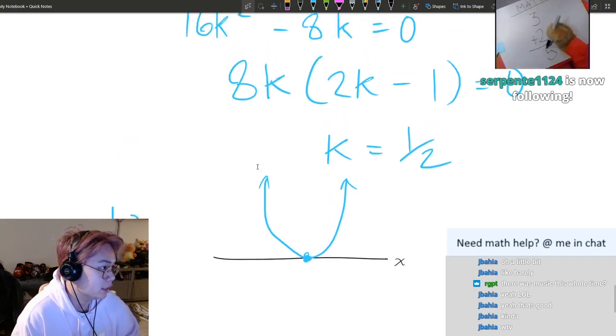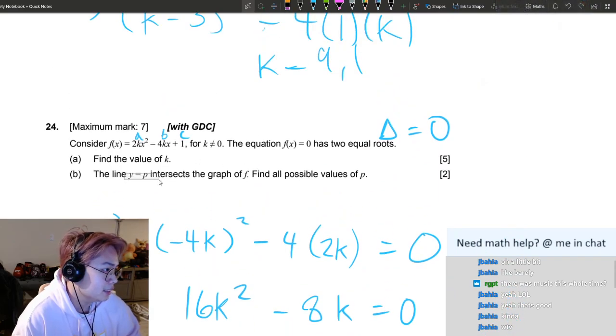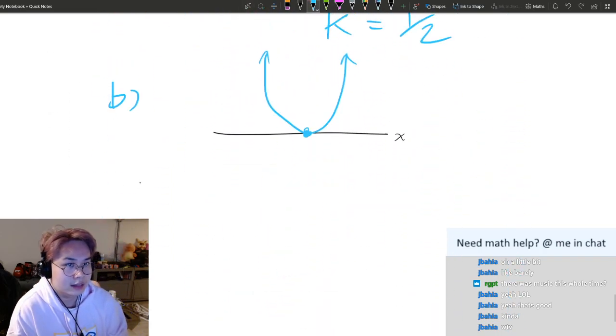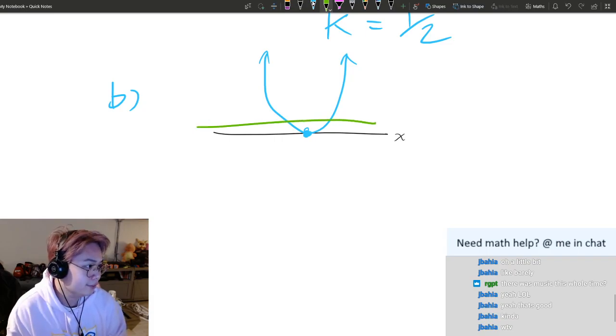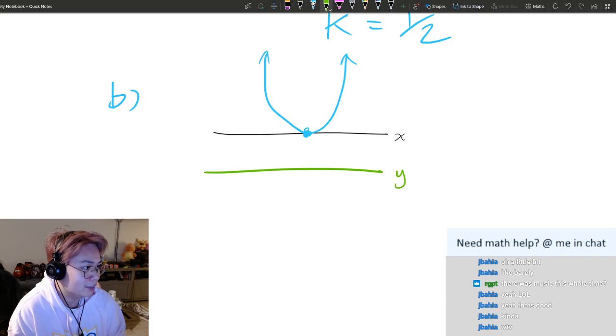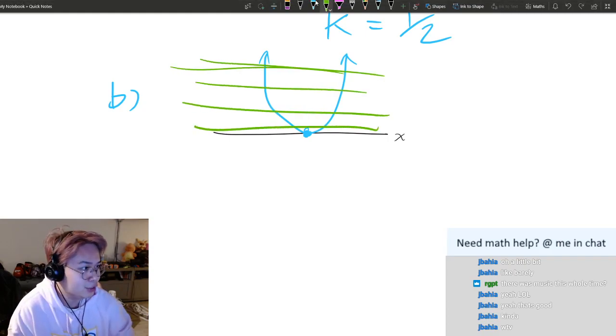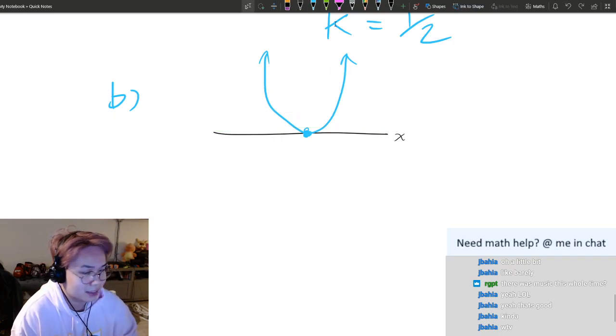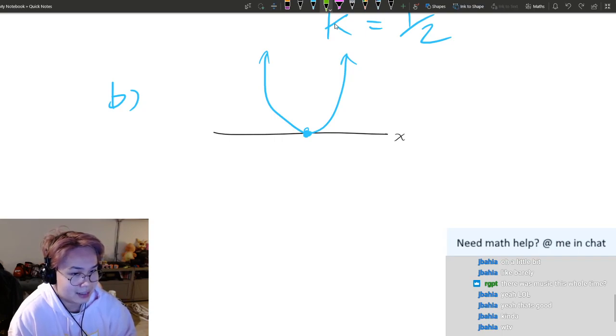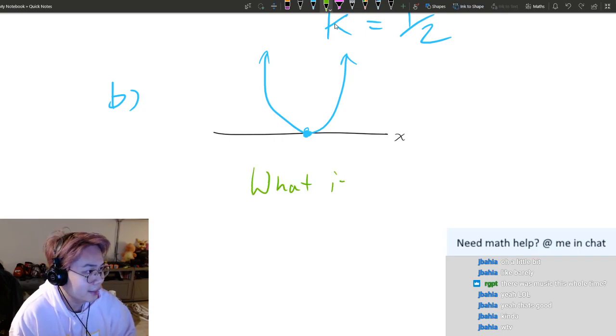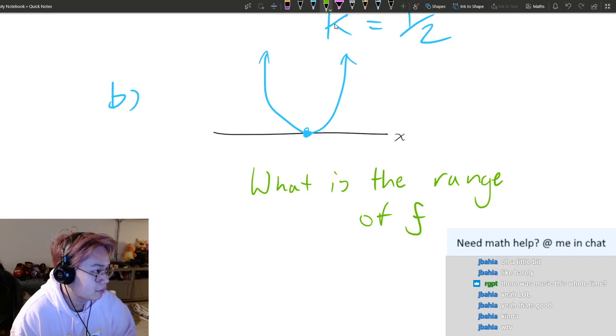So here's what your parabola looks like. And then it says that we have a horizontal line at some value p that intersects the graph. So the line has to go through the graph. So the line can't be down here, y equals p. And then we need to find all the values of p. Essentially, we need to find all of these values of p, like 1, 2, 3, 4. Any value of p that's going to intersect the graph. In other words, this is a very fancy way of just asking, what is the range of your function?